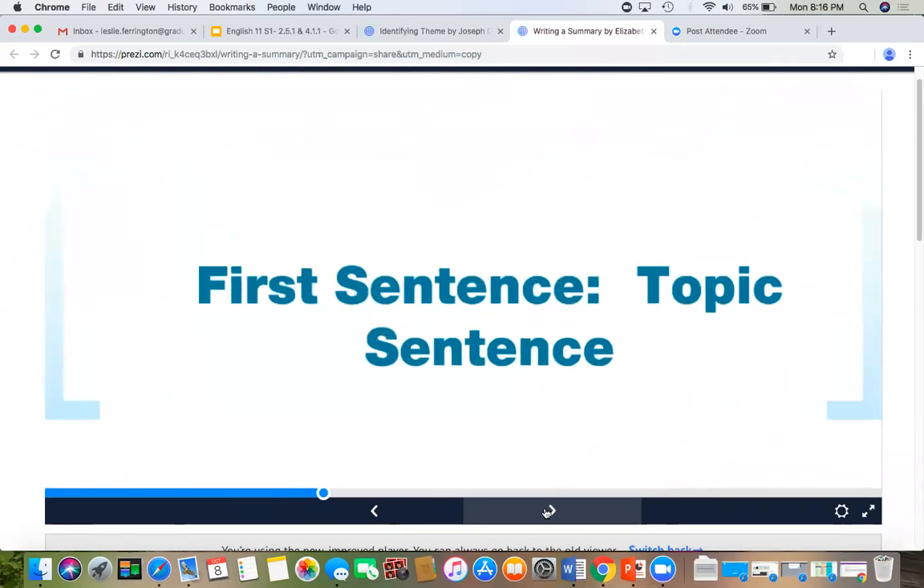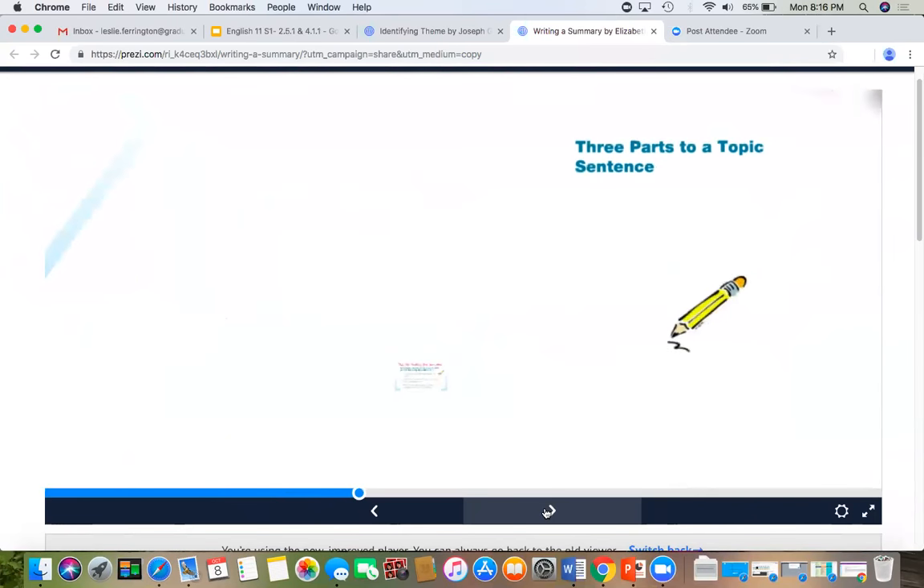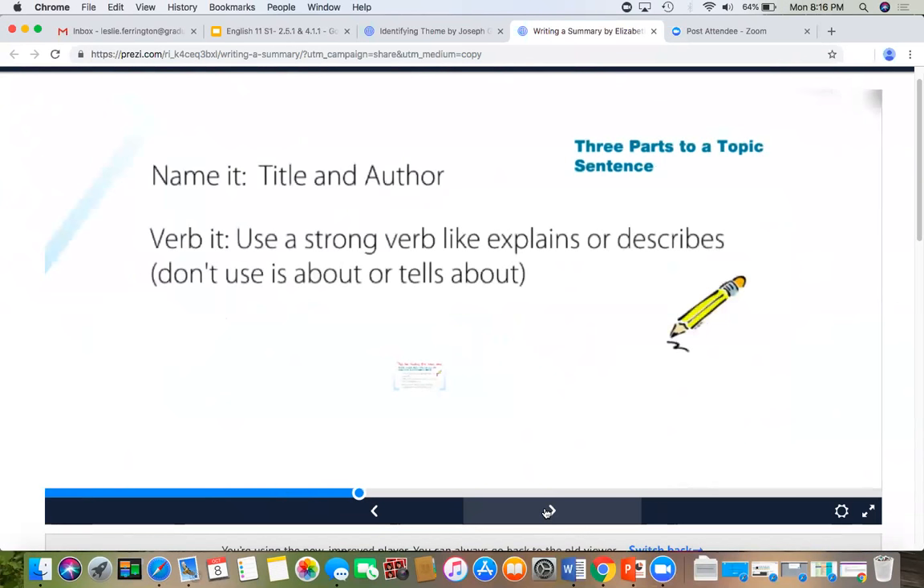So the first sentence is going to be your topic sentence. There are 3 parts to a topic sentence. The first is name it. You need to put the title and the author in your topic sentence. You want a verb. Use a strong verb like explains or describes after you put the title and the author. You don't want to use something like is about or tells about.